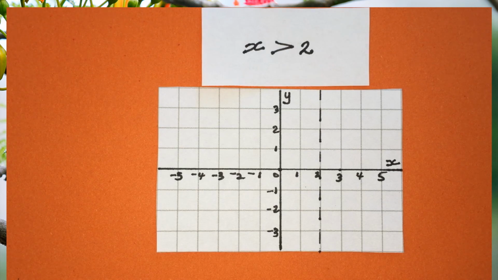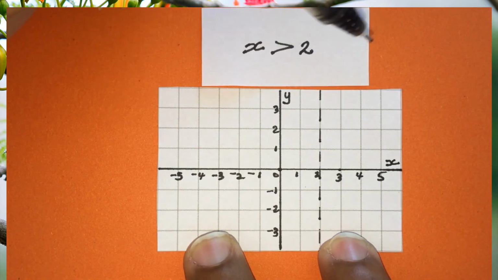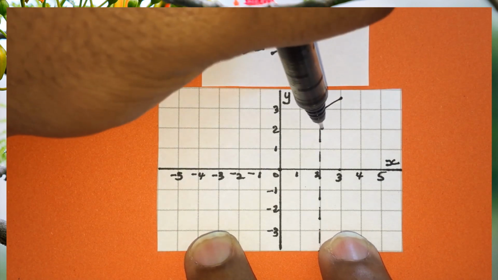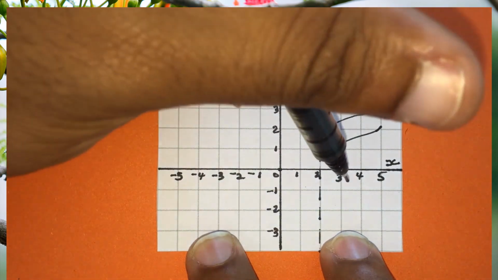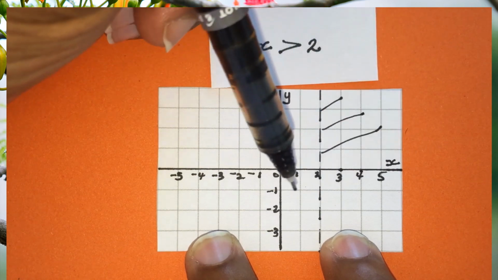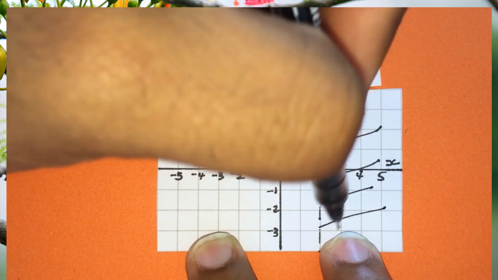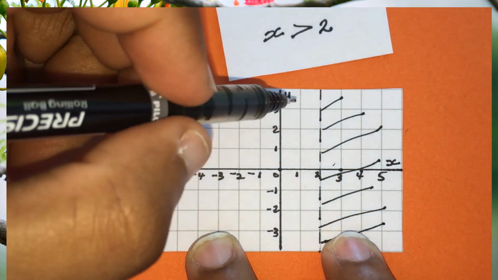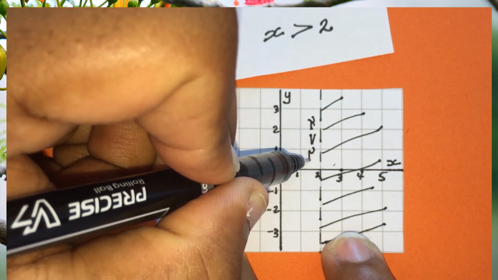But what we need to do now is show where x is greater than 2 on the graph. So we would shade to the right. So we would shade here. Reason being, at this point x is 3 and 3 is greater than 2. At this point x is 4 and 4 is greater than 2. So we would shade to the right. And on this line, we can write x is greater than 2. Simple, isn't it?